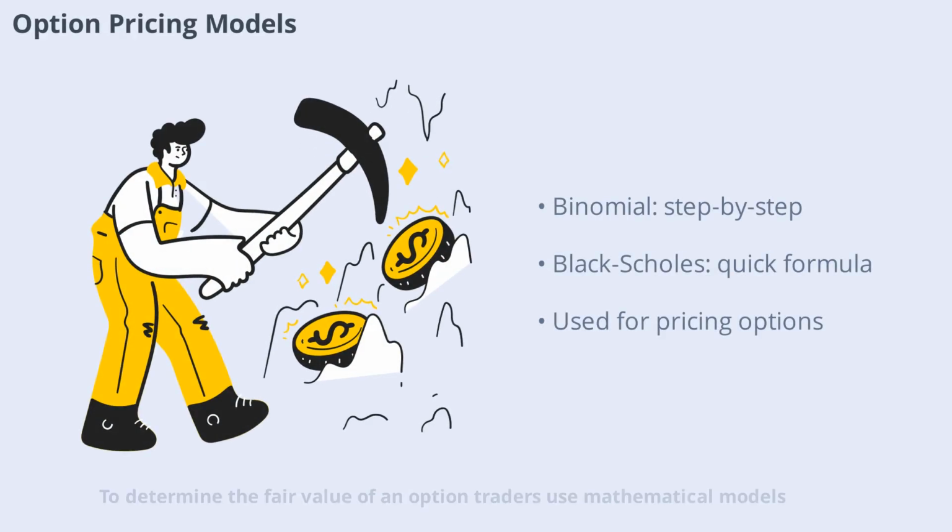To determine the fair value of an option, traders use mathematical models. The two most popular are the binomial pricing model and the Black-Scholes model. The binomial model simulates possible price paths in a step-by-step manner, making it flexible but computationally intensive. The Black-Scholes model, on the other hand, provides a quick formula for pricing European options, assuming no dividends and random market movements. Both models are widely used in the currency market.